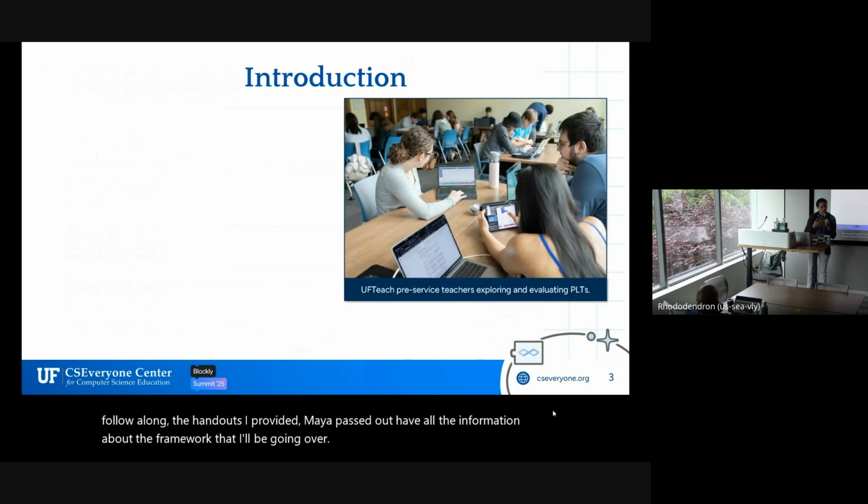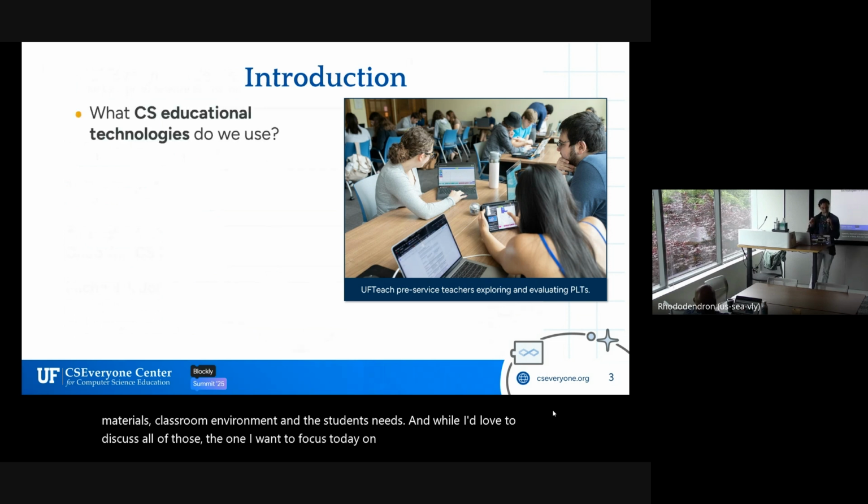So in my past, I've both led and worked with other educators in designing CS learning environments, most often for K-12 students. And the more I've done that, the more I realize that there's just a lot of pieces you have to consider to provide the best experience. For example, there's the curriculum, materials, the classroom environment, and the students' needs. And while I'd love to discuss all of those, the one I want to focus on today is the choice of CS educational technologies students will interact with.